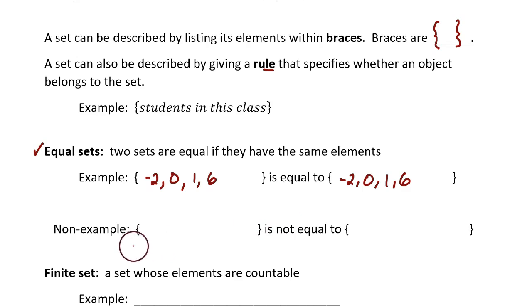Now let's create a non-example. Let's say our first set contains the numbers 10, 11, and 12. And another set has the numbers 10, 11, and 13. These sets are not equal. They don't have exactly the same elements.